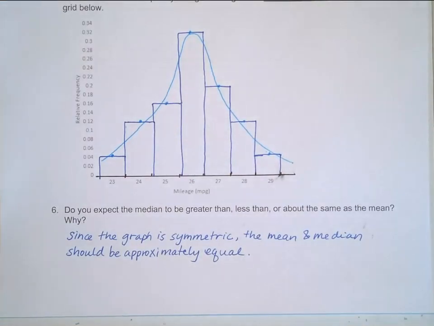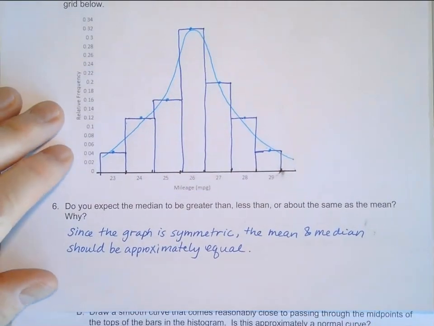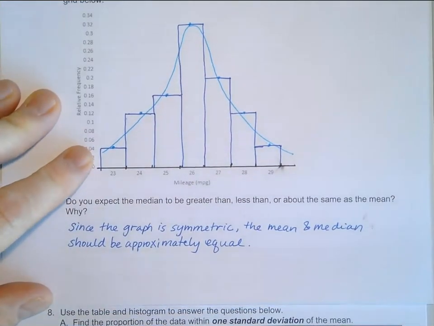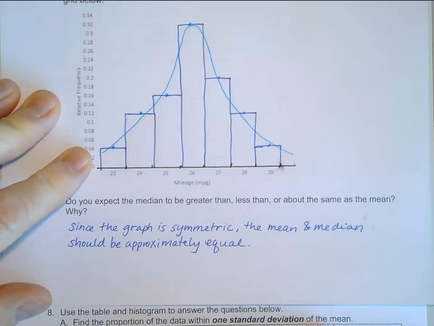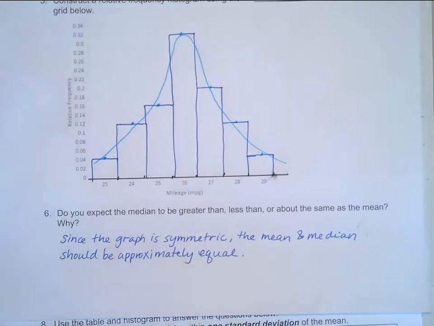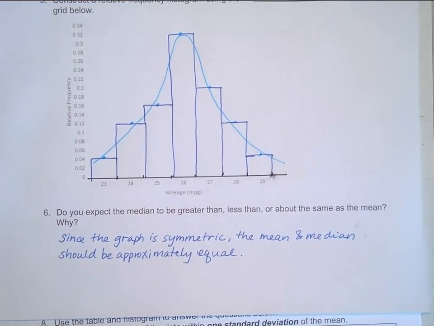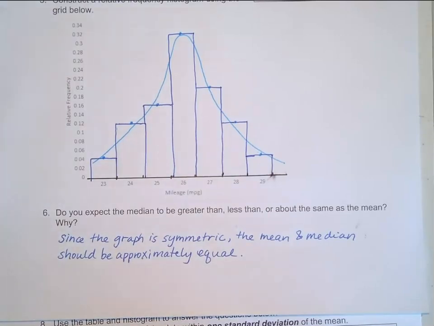Then it says, use the table and histogram to answer the questions below. Okay, so I'm going to go ahead and come down here. It says, find the proportion of the data within one standard deviation of the mean. So in order to find one standard deviation of the mean, you're going to do the mean minus 1 SD, standard deviation. Are we okay with that? Yeah. Okay.